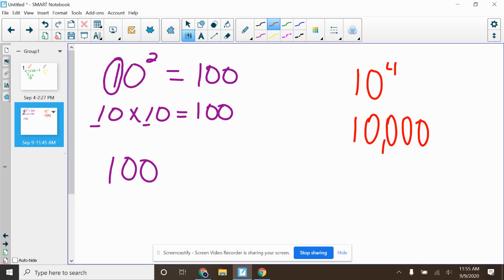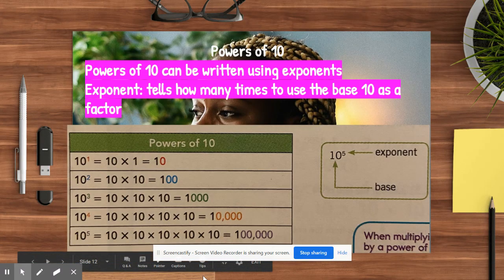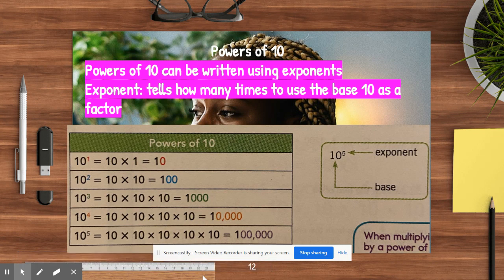Now, that chart that you saw on the slide, that's what this chart is showing you. It says if I have 10 to the 1 power, what's my answer? 10. If I have 10 to the 2nd power, what's my answer? 10 to the 3rd power, 10 to the 4th power, 10 to the 5th power.